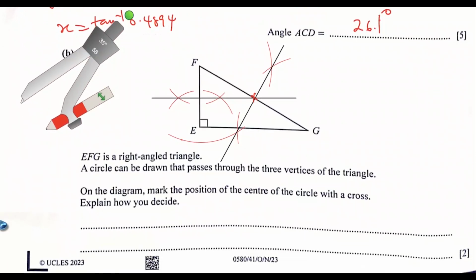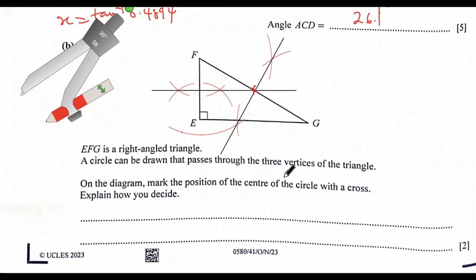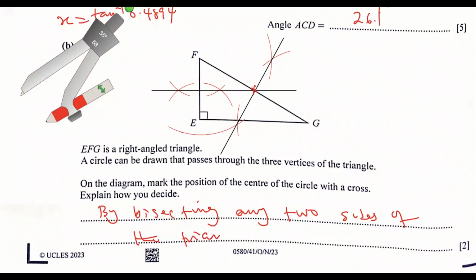So that will be the center of the circle. So if you want to write now, on the diagram, mark the position of the center of the circle with a cross. So the explanation is that by bisecting any two sides of the triangle. So that's what you do to get the center of the circle.